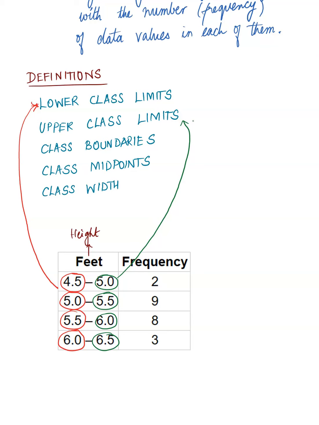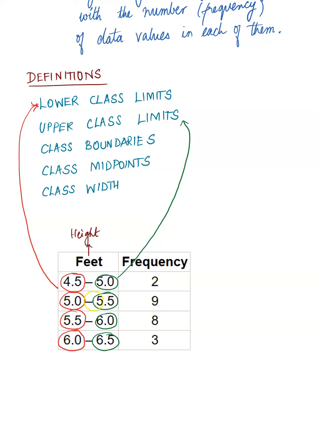Okay, class boundaries, what do they stand for? These are numbers that we use to separate the classes, right? So each class is separated, right? 4.5 to 5, then 5 to 5.5. So we separate these classes without the gaps created by class limits.